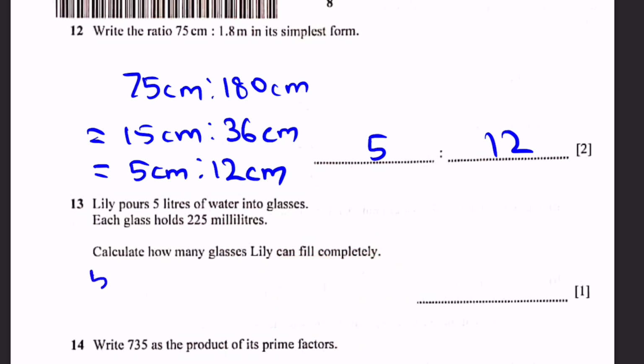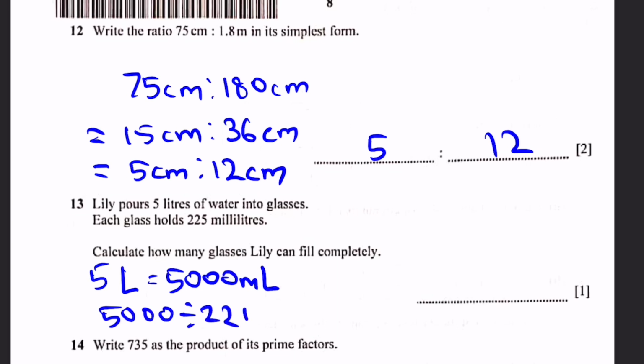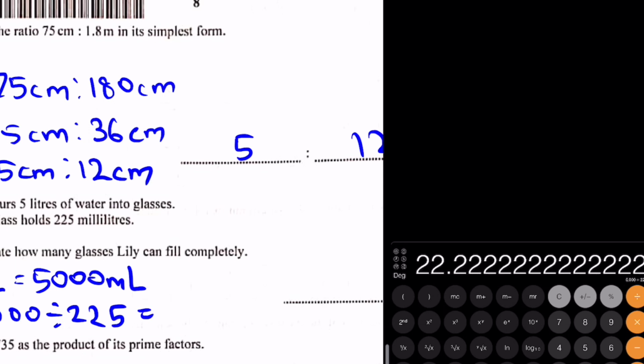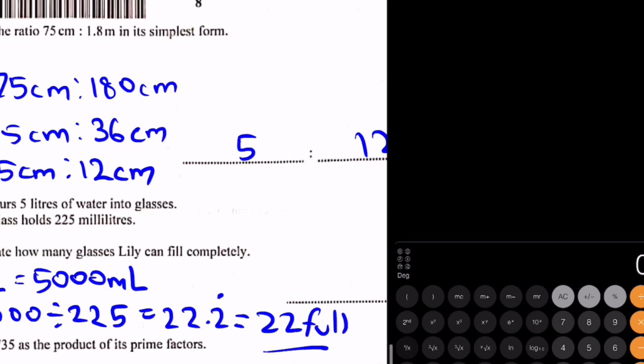So 5 liters is equal to 5,000 milliliters. And then we need to divide that by 225 to find how many glasses it is. Let's use our calculator for that. 5,000 divided by 225 is 22.2 recurring. But this will be equal to 22 full glasses because they're only asking how many they can fill completely.